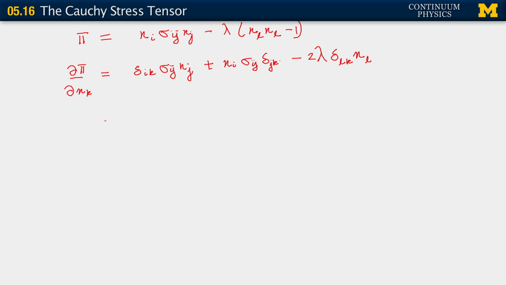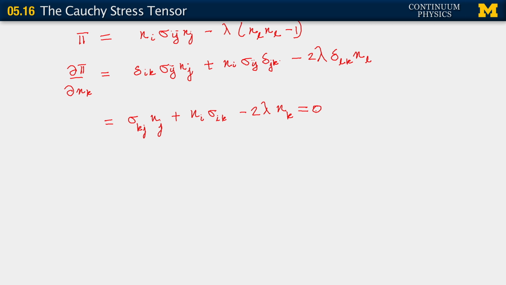Now we can rearrange this. In this case we can apply the Kronecker delta to the sigma, and that reduces the sigma from the first term to sigma kj nj. For the second term, it reduces that product to ni sigma ik, and the last term comes along for the ride. Well, it doesn't come along for the ride. There, the Kronecker delta converts the index on n to a k. That's the condition we need.